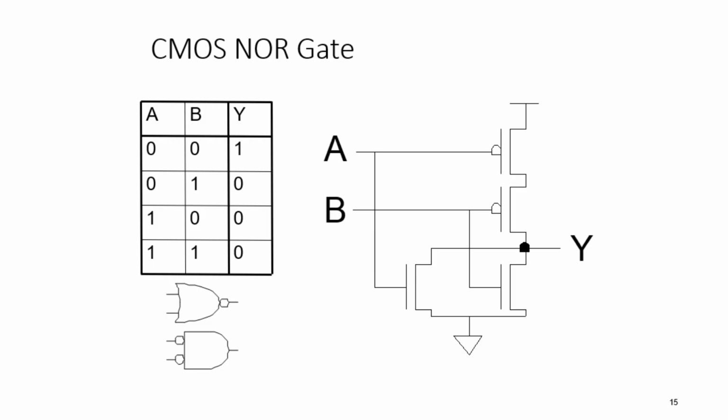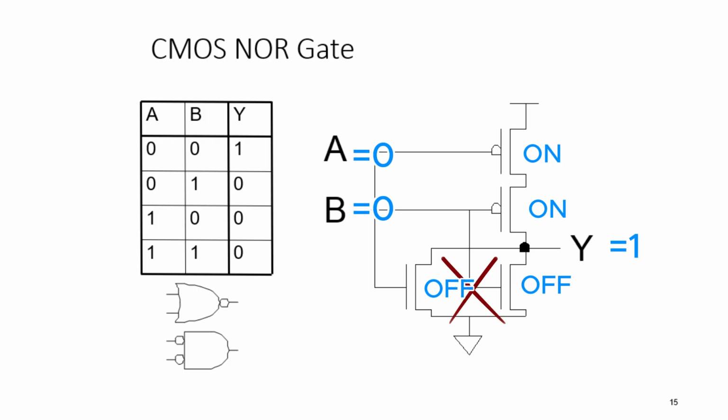So let's consider the first case. If we provide input logic 0 to both the inputs A and B, then what happens to the pull-up network? Both the PMOS transistors will be turned on, and this conduction path will be closed. And because of this, the output will be pulled high. Alternatively, for A and B both being 0, both of these NMOS transistors will be turned off. So there is no conduction path here.